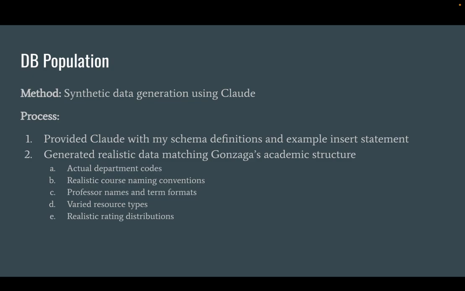This was pretty useful for me because I just had to get a lot of data and make sure it was valid for my schema. But it generated varied resource types and realistic rating distributions. So like not everything is rated 5 stars, which made some of the analytic queries a bit more meaningful. But I ended up having at least 100 rows per table, which is more than enough to really demonstrate all the use cases and show that the queries are working together.